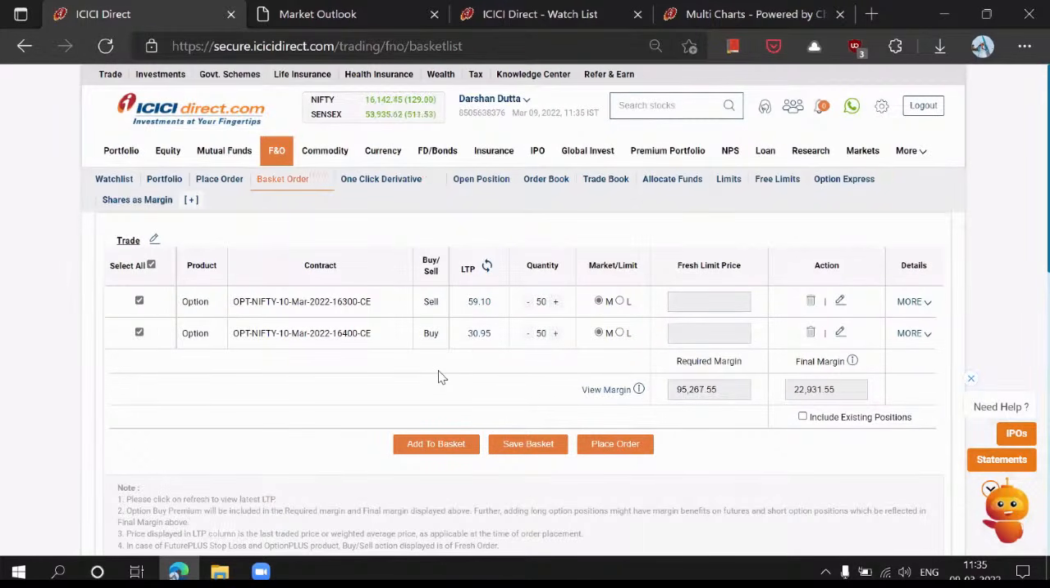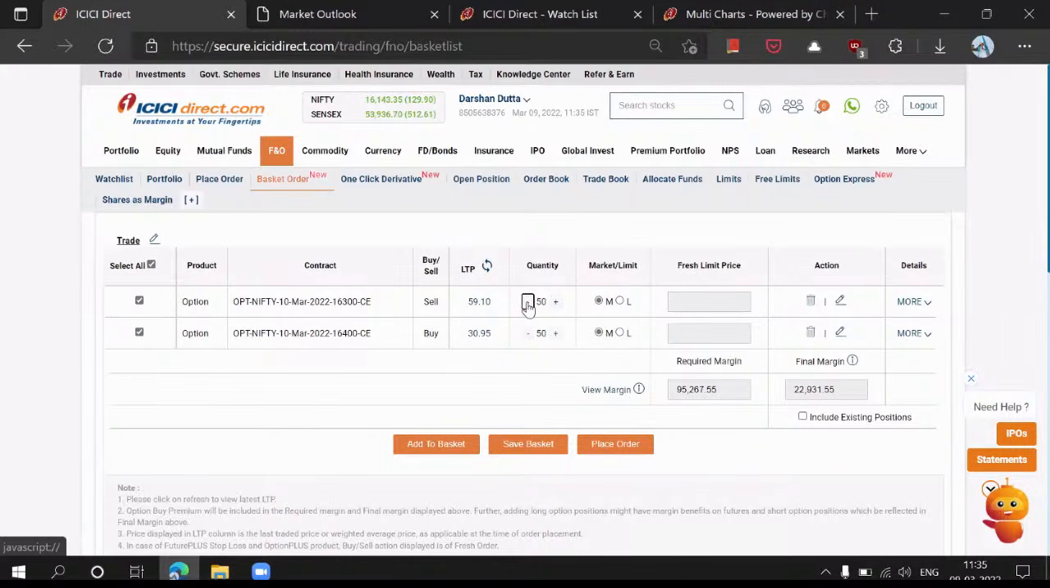The margins have come down from 95,000 rupees to 22,000 rupees. And there is an inflow on this strategy with nearly 30 rupees. So there is a 1,500 rupee inflow. The margins you can also see here. And you can edit all this information. You want to change from market to limit. You want to increase the contract size from 50 to 100 to 200. All that is possible. Just touch your mouse and you could keep on doing that. And the margins will keep on changing.